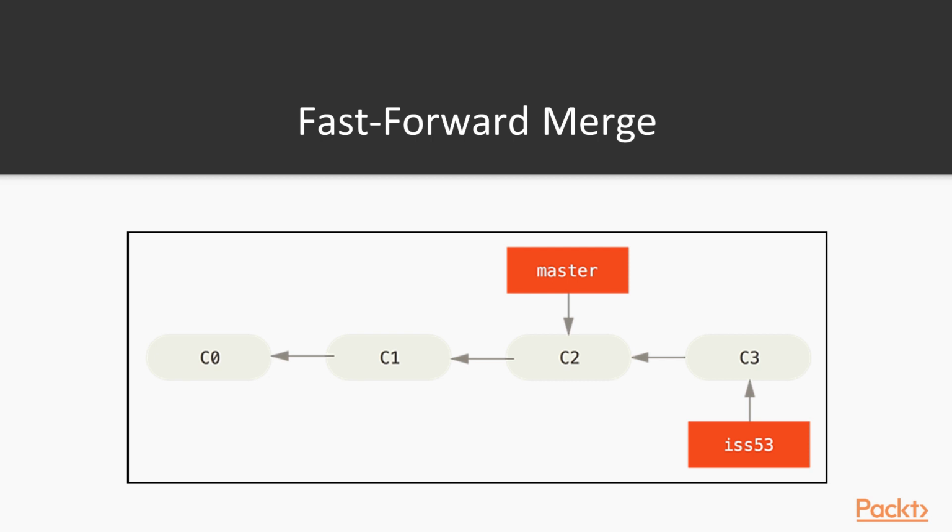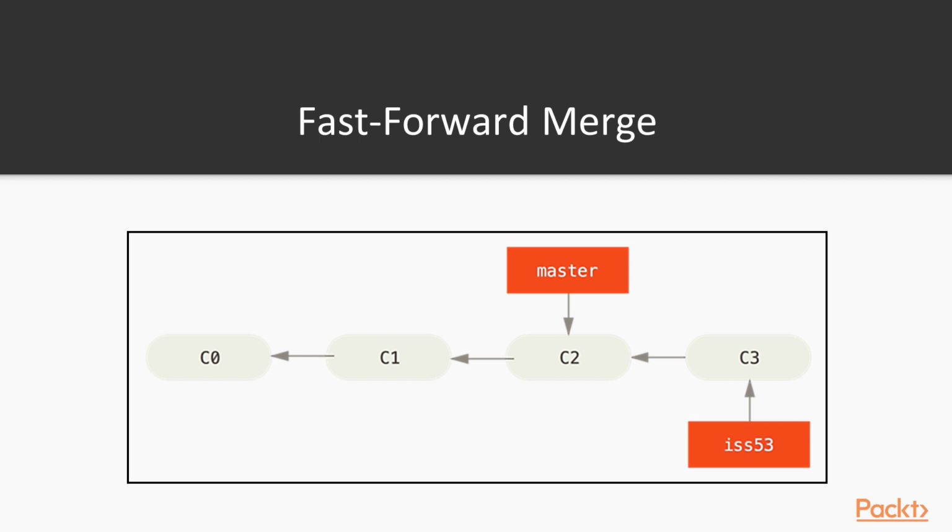As you can see in this picture, I have two branches. I have the master branch and another branch that is called issue 53. And so let's suppose that now I'm done with the issue 53 and I want to merge back the changes into the master branch. What happened in this case, it's a fast-forward merge.